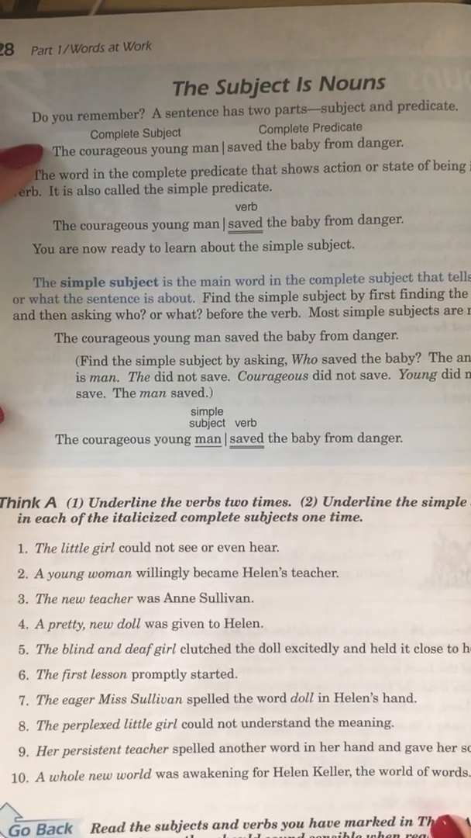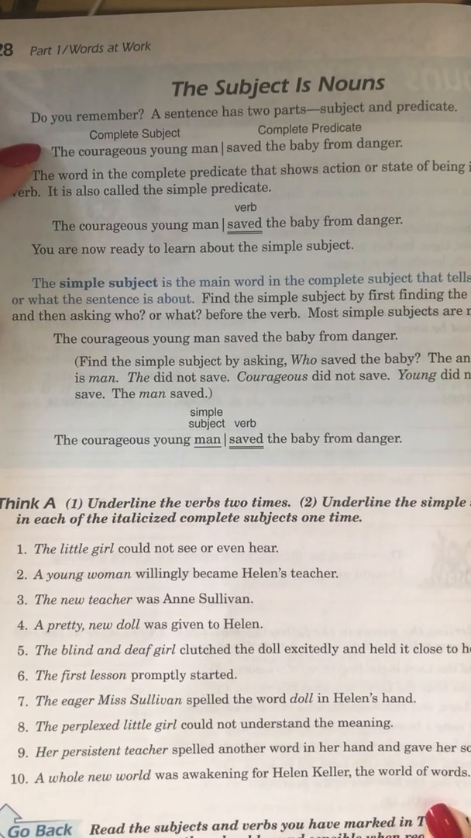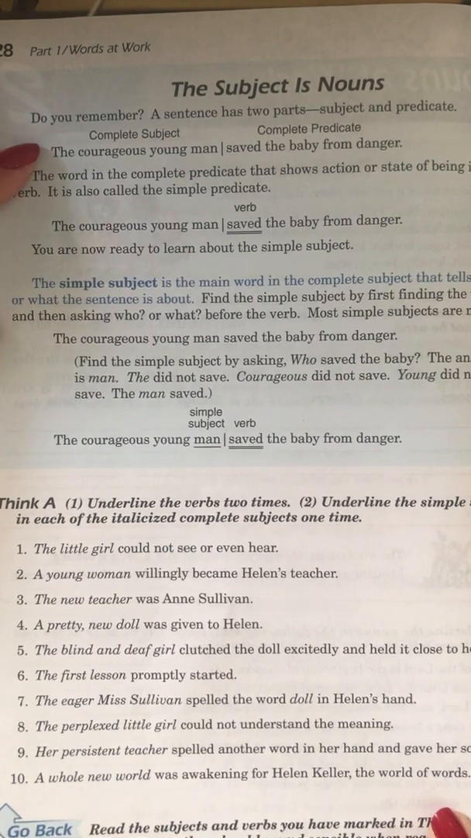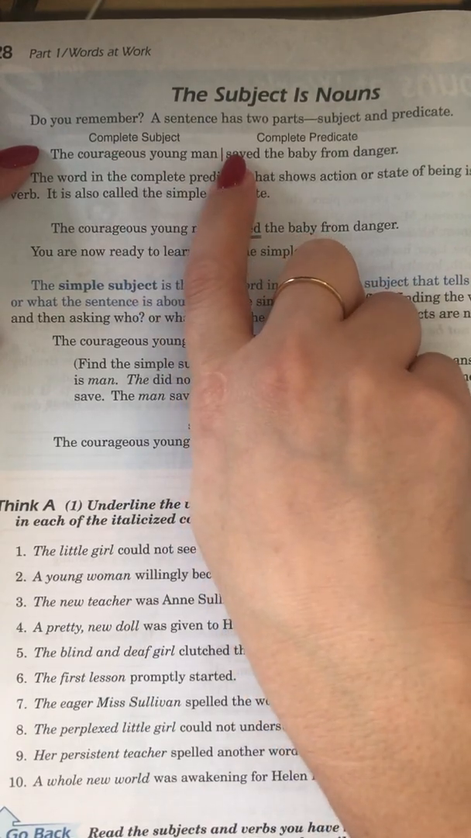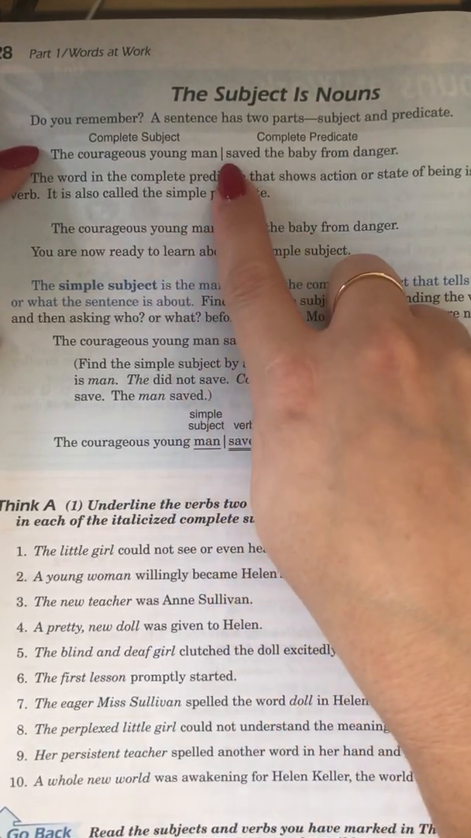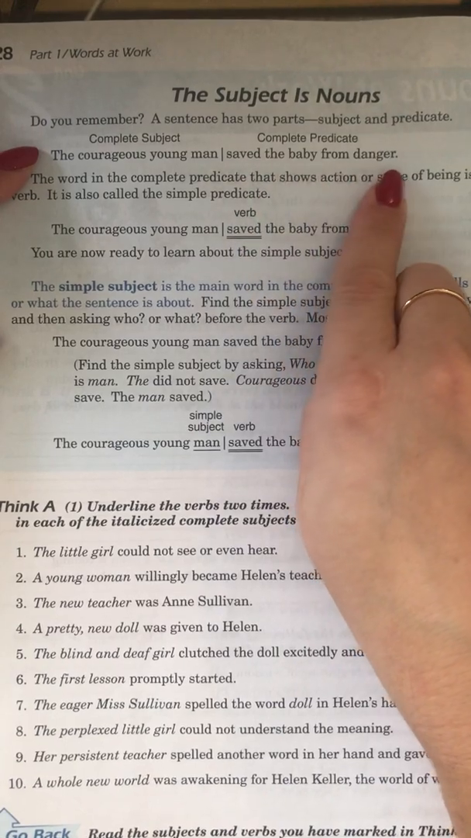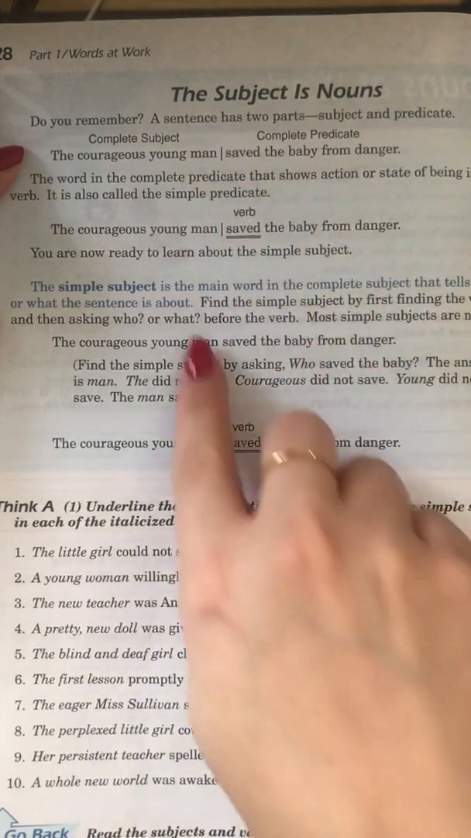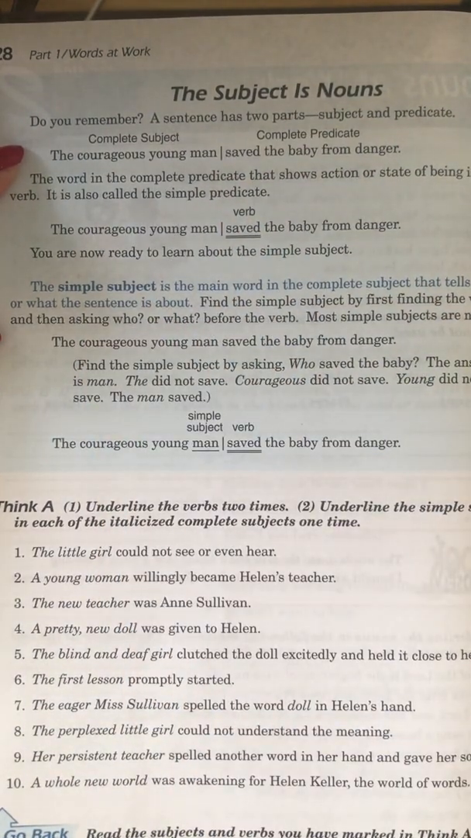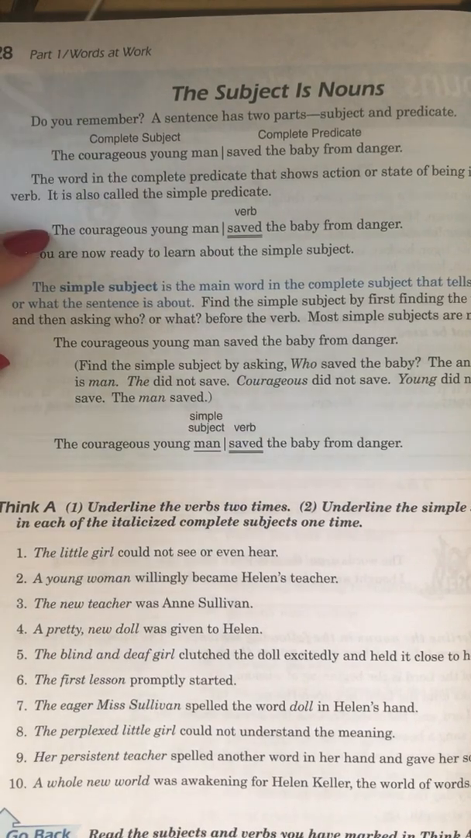So we have an example sentence here that says, the courageous young man saved the baby from danger, and you'll notice that the sentence is divided by the subject, which is who or what, and then the predicate, saved the baby from danger, which is everything after the subject. So it says the word in the complete predicate that shows action or state of being is the verb. It is also called the simple predicate.